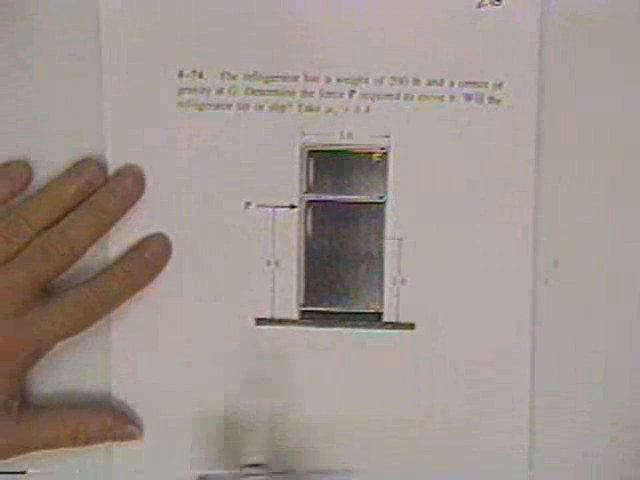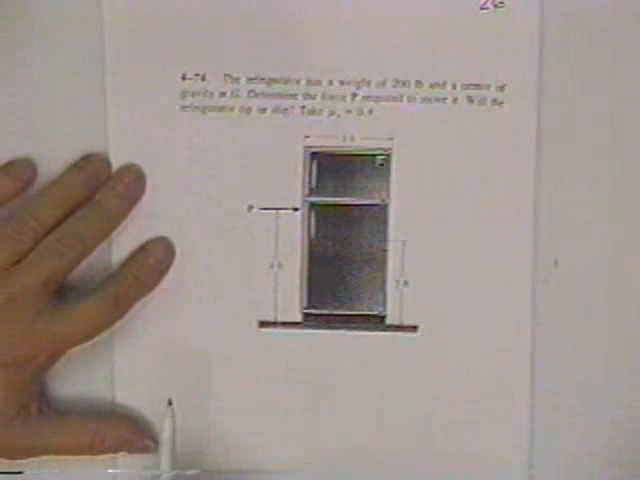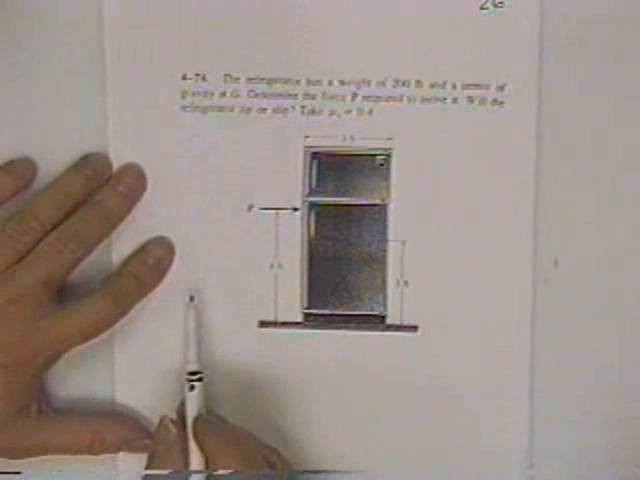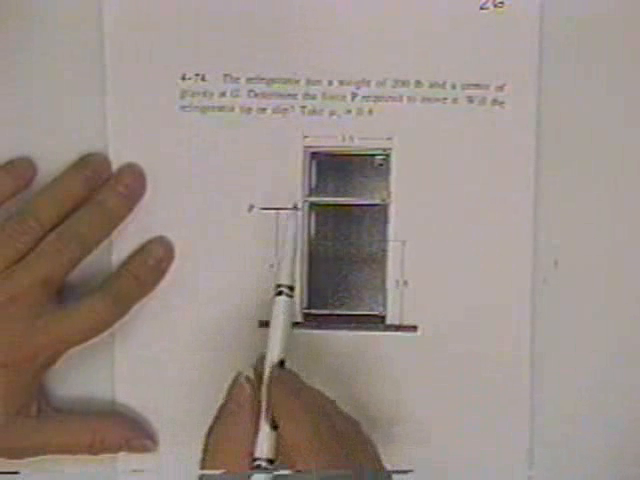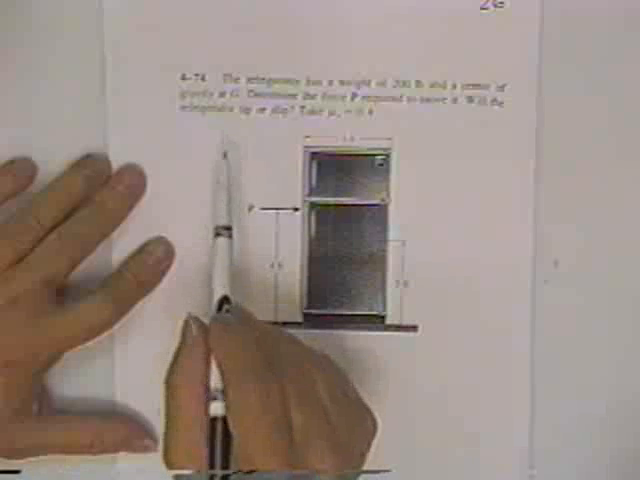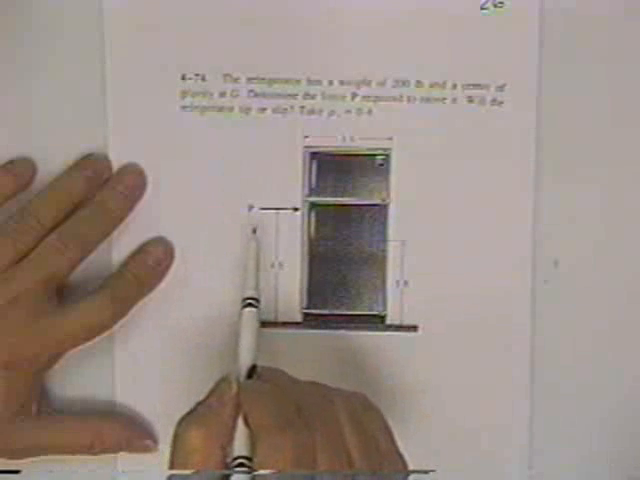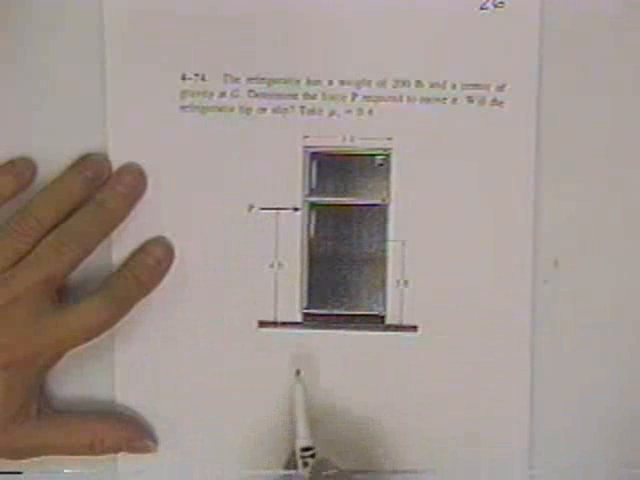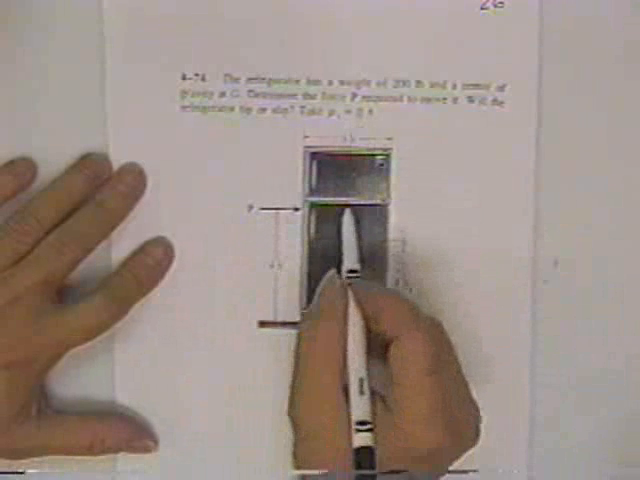Another friction problem. Refrigerator. He wants to know, will it slip or will it tip once you put a P force required to move it? And the coefficient of friction is 0.4.